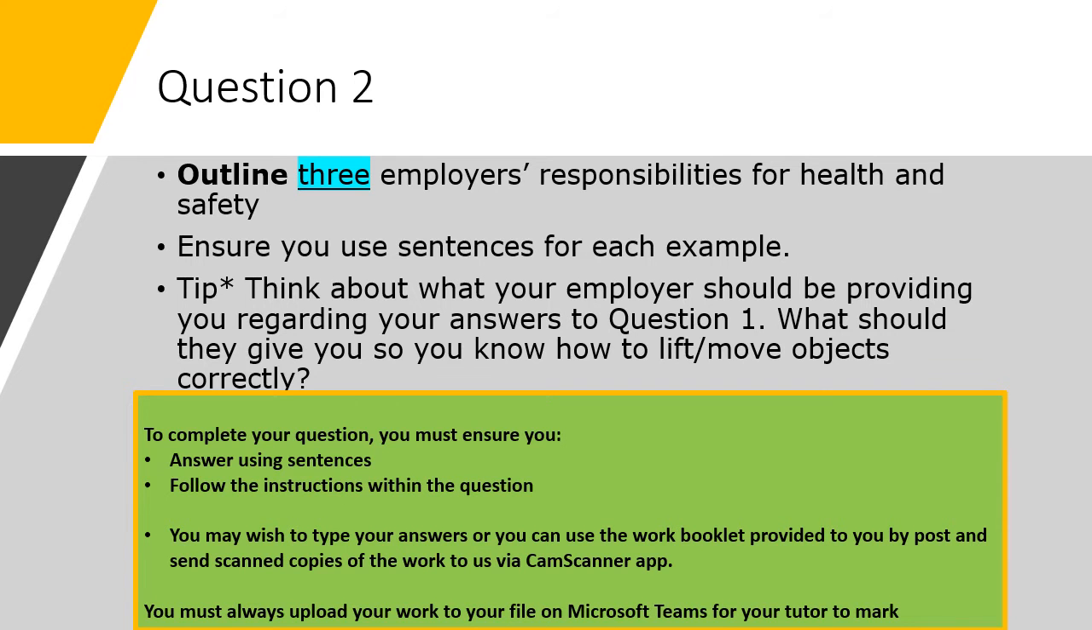So question number 2 is asking you to outline 3 employers' responsibilities for health and safety. Ensure you use sentences for each of your examples and also think about what your employer should be providing you, regarding the answers in question number 1. So what should they give you so you know how to lift and move objects correctly? As I said before, have a look on the government website also, looking at the health and safety regulations to support your answer for question number 2.